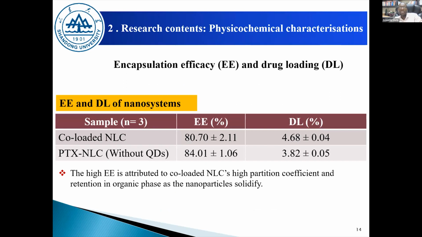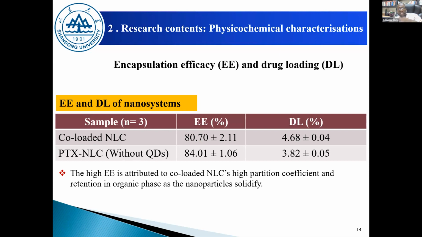Then the encapsulation efficiency and drug loading. Remember, we said the reason we chose nanostructured lipid carriers as opposed to solid lipid nanoparticles, SLN, is that NLC has the advantage of improved drug loading. You can see there is 4.68 there. Then encapsulation efficiency is good, 80.70%. There we didn't include quantum dots because all we wanted was to see the extent of PTX that can be contained in that formulation.